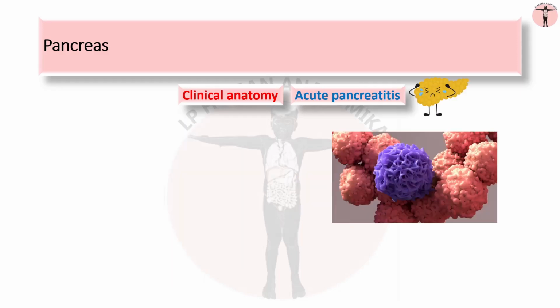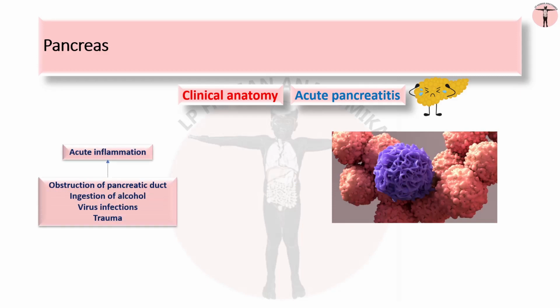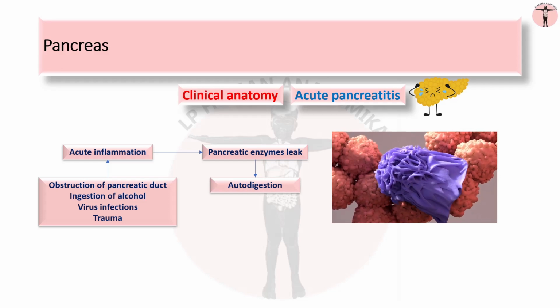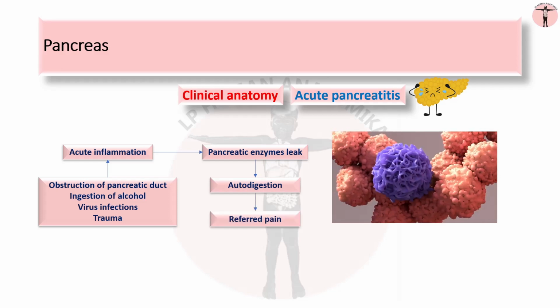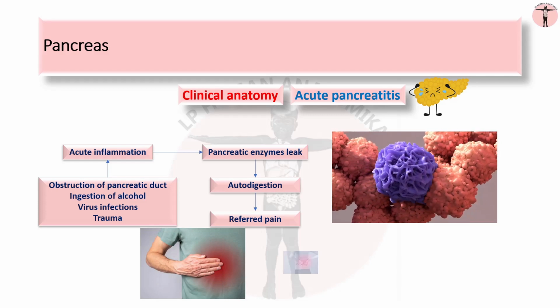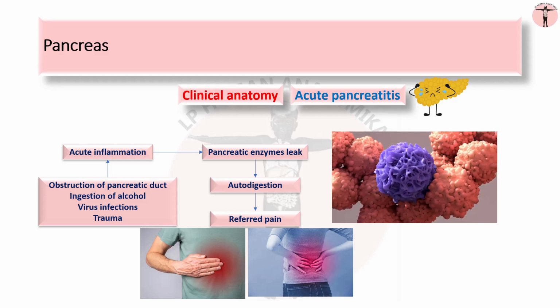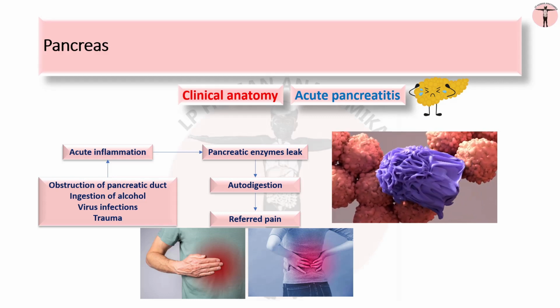Acute pancreatitis is the acute inflammation of the pancreas. It occurs due to obstruction of pancreatic duct, ingestion of alcohol, virus infections or trauma. It is a serious condition because activated pancreatic enzymes leak into the substance of pancreas and initiate the autodigestion of the gland. Clinically, it presents as very severe pain in the epigastric region, radiating to the back, and the other symptoms are fever, nausea and vomiting.